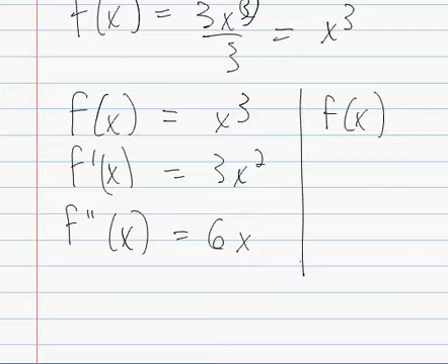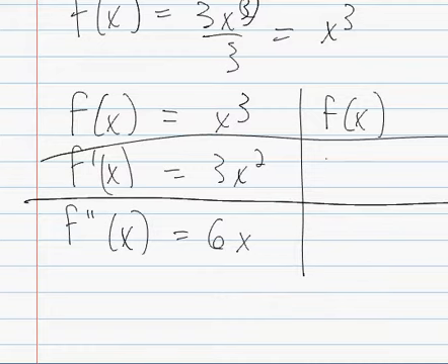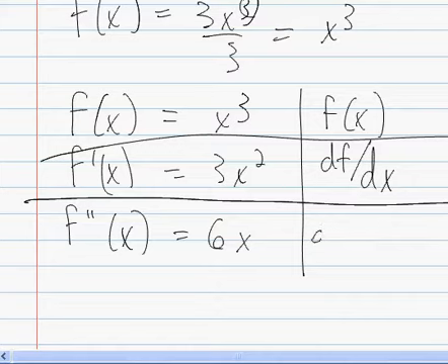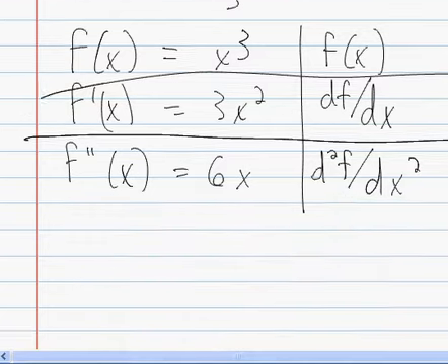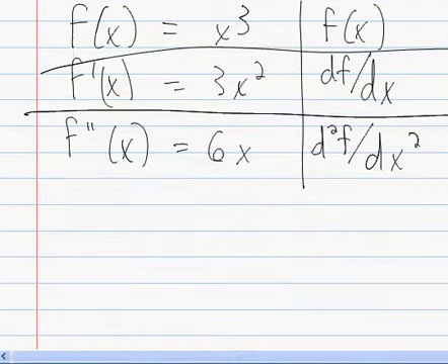In the Leibniz notation, this is df dx, and this is d squared f over dx squared. Again, it's just telling you that it's a second derivative of the function with respect to x. That's all the terminology means. An integral is really just an antiderivative. That's all it really is.